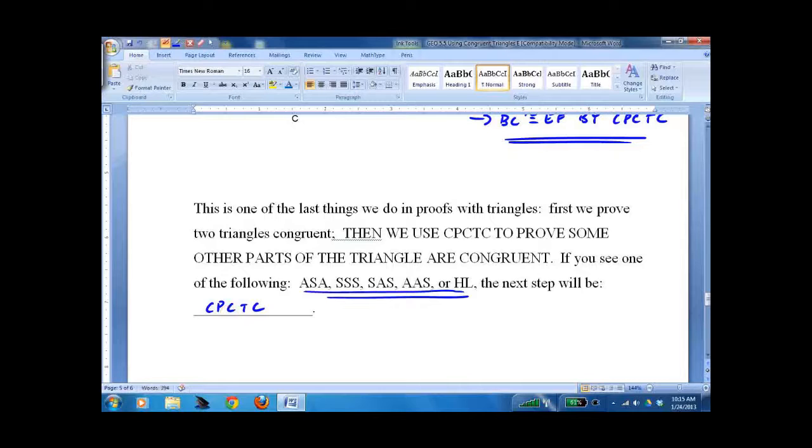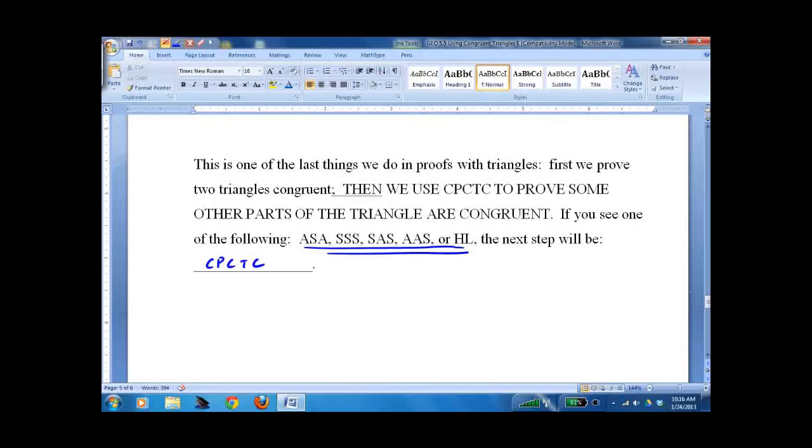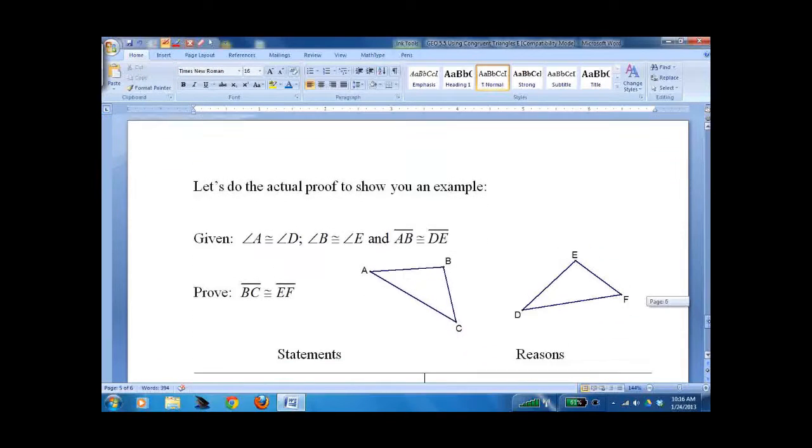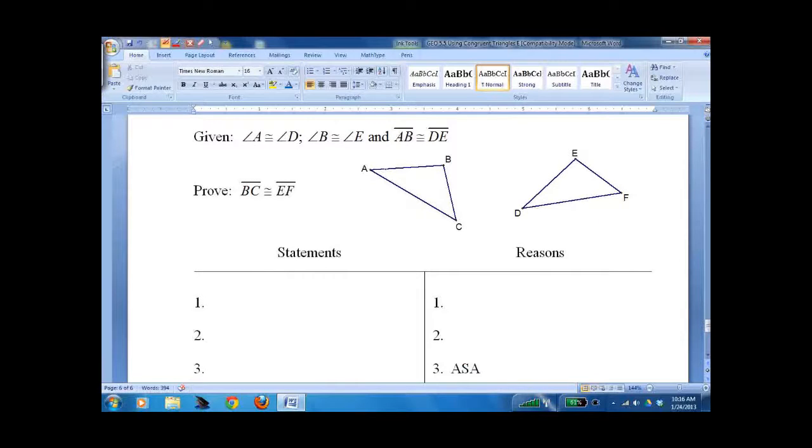I've proven 2 triangles congruent. Now I'm going to pull pieces off. An example. Looks familiar. Angle A is congruent to angle D. Angle B is congruent to angle E. AB is congruent to DE. So we write all that down. Angle A congruent to angle D. Angle B congruent to angle E. AB congruent to DE. Why? Well, that's what you gave me. That's the given.